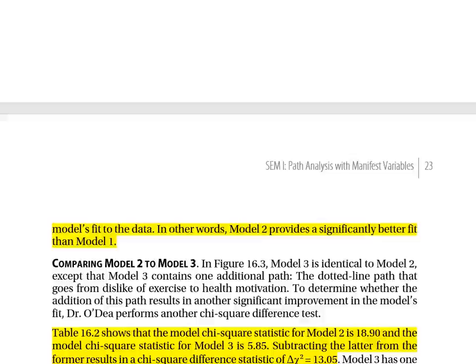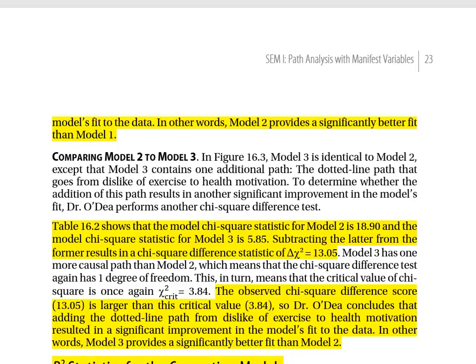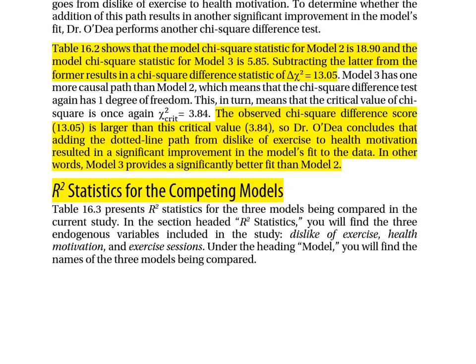Let's continue where we were. Page 23, near the bottom of page 23. We come to a new statistic. R-squared statistics for the competing models. That'll be a good place to begin our next part. And this will be the end of part 4, and we'll begin part 5 with R-squared statistics for the competing models.